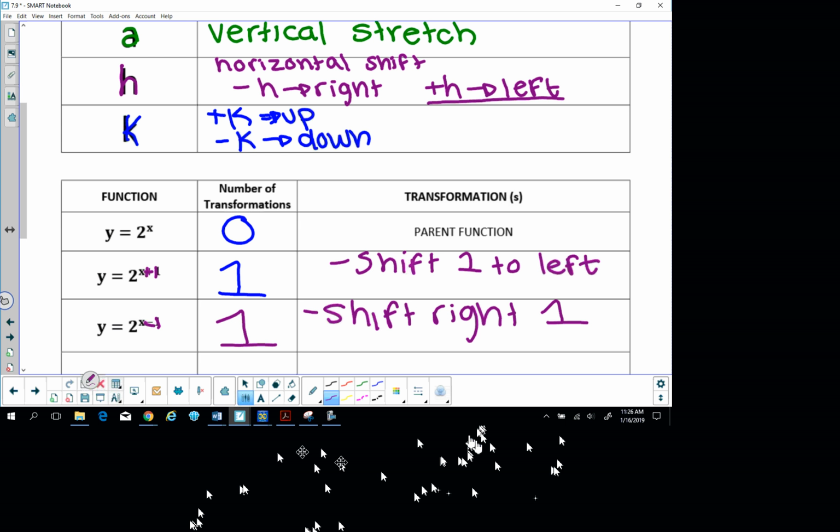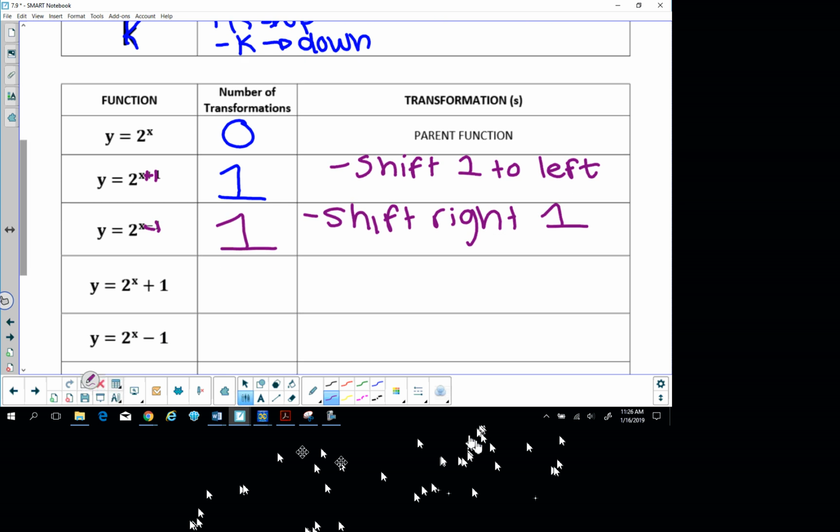All right, let's do the next one. So when there's a big +1, just like our do now, it's shifting what? Up, right? So that big plus K is going to be shifting up. So when I have it like as a big constant, all that does is it shifts my equation up 1. What about when it's -1? Down. Down 1. Perfect.